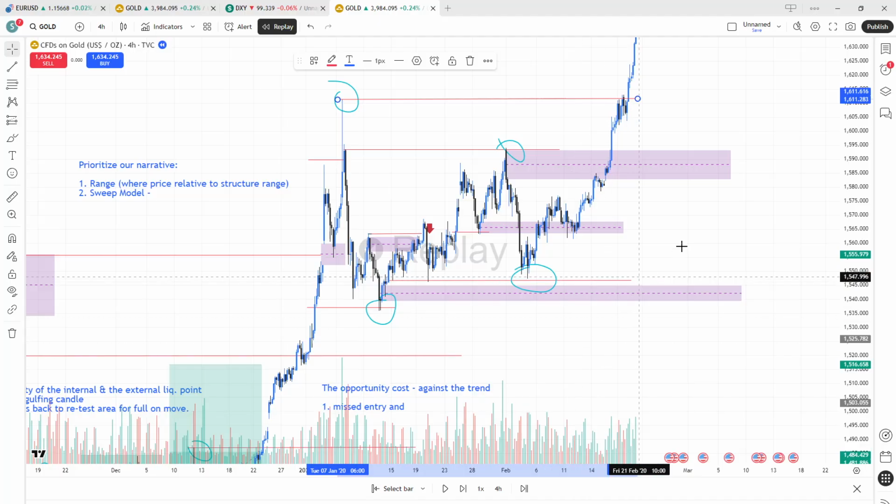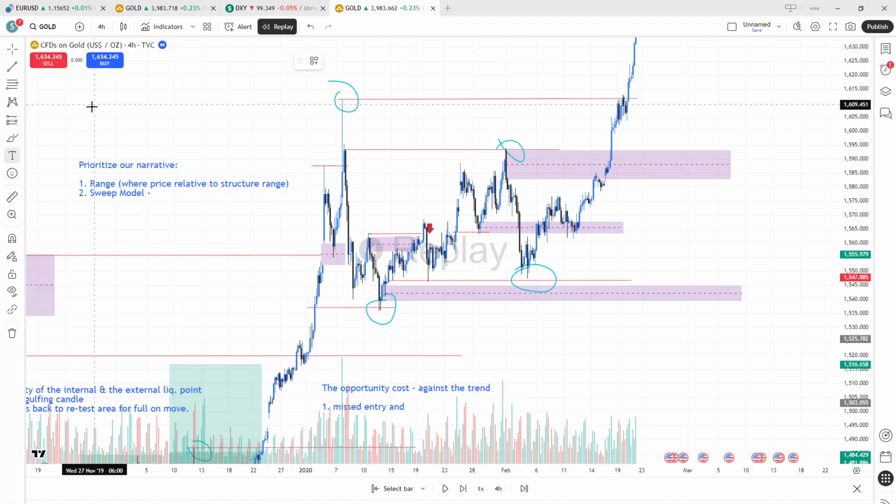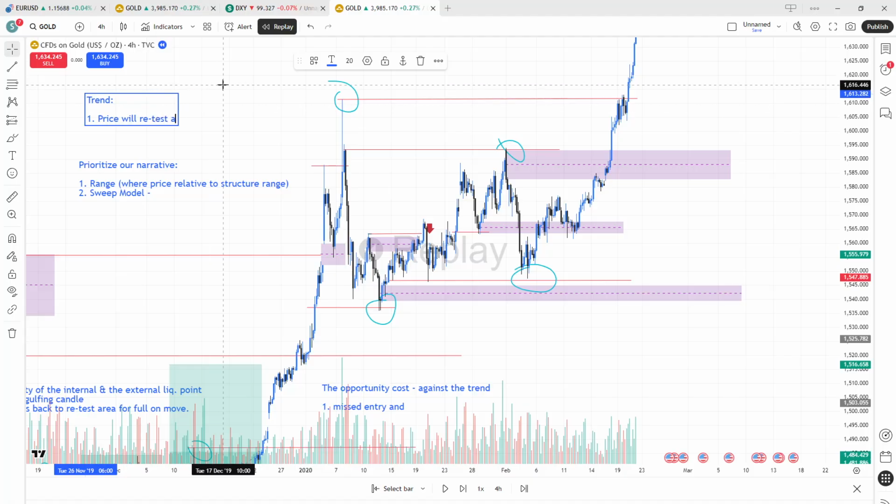So after the break right here, so let's say we were down here, we don't know where to take profit. So price will always test. Okay, so trend, right? We are pro trend. So price will retest all time high, ATH, and that will be our take profit. So let's say we take our profit right here.